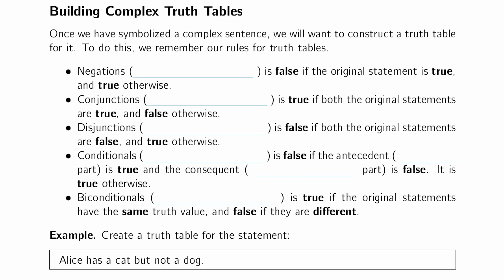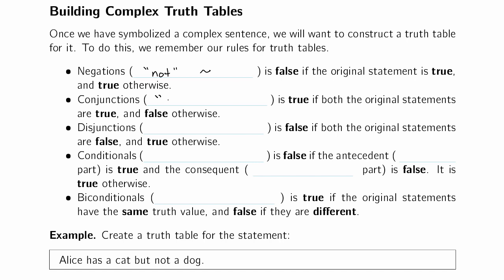Once we have symbolized our complex sentence, we'll want to be able to construct a truth table for it. In order to do that, we need to take a minute and remember our rules for truth tables. So our negations, those are the ones that we read as not and symbolize with this tilde symbol. Are false if the original statement is true, true if the original statement is false. They're just the opposite of whatever we're looking at.